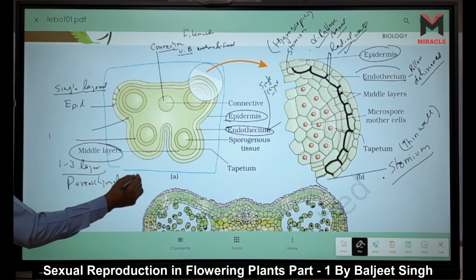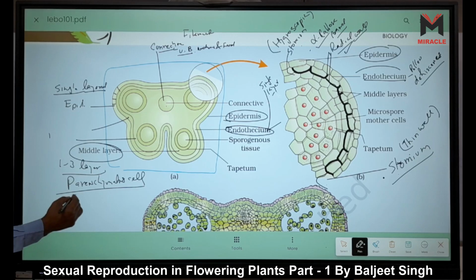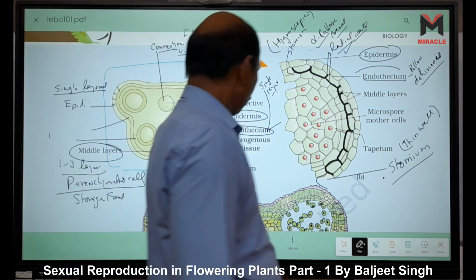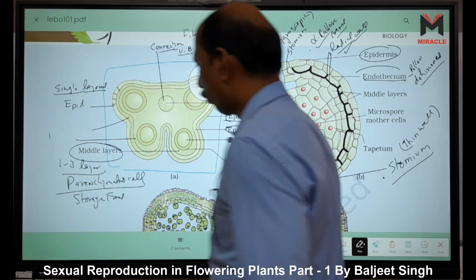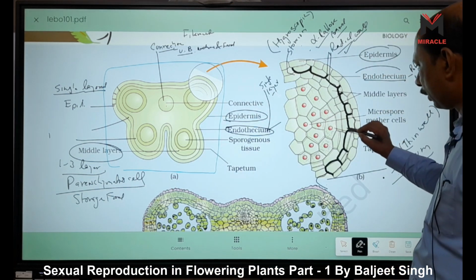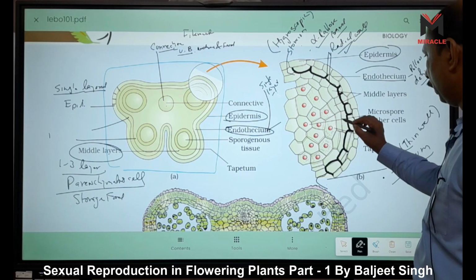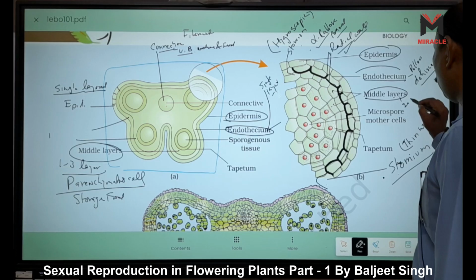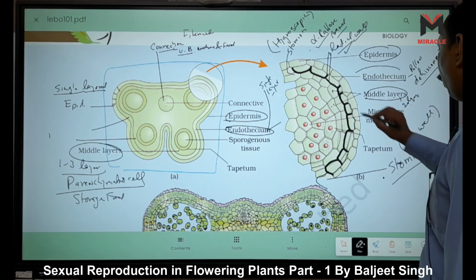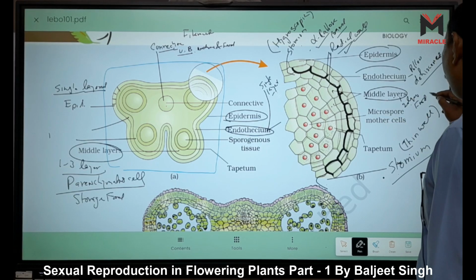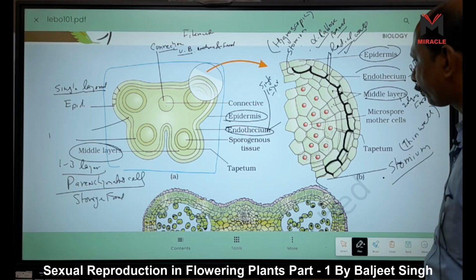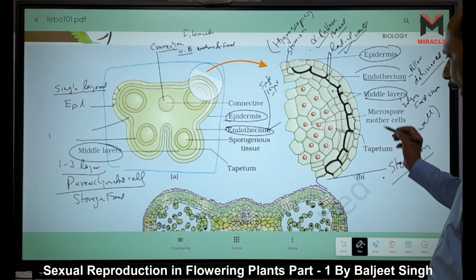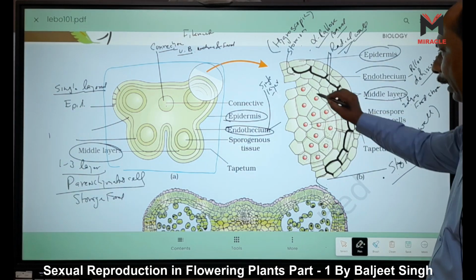What is the function of parenchymatous cells? They are responsible for storage of food. So which layer? The middle layer, which is one, two or three layers. Look here. These are middle layers, right? Here a two-layered structure is given. What is the function of this one? Food storage, right? This is food-storing, two to three layers, and the innermost is the fourth layer.